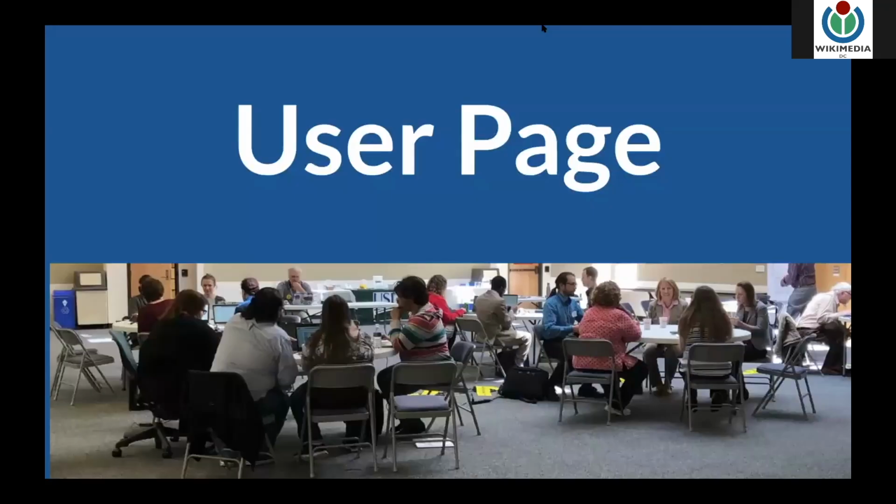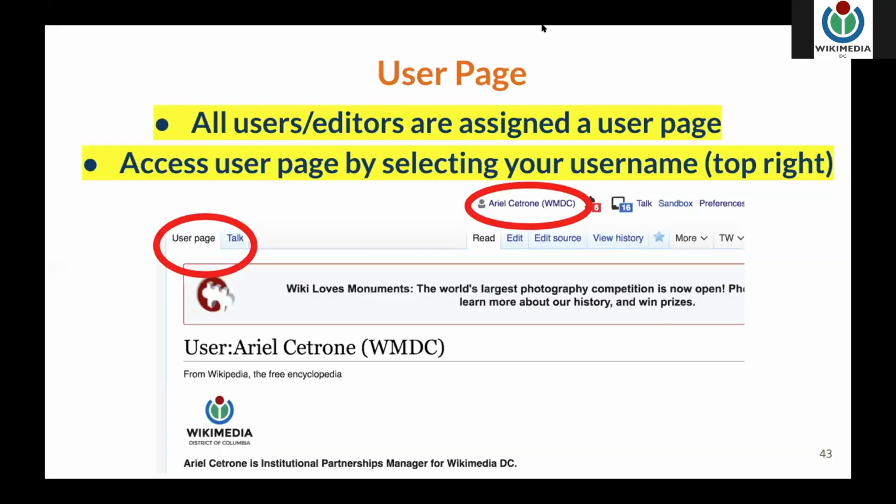Okay, there's a few things I'm going to show you, and the first, of course, will be a user page. And this will explain a bit about how you engage with Wikipedia as a user, whether it's casual or on a more serious manner. So when you create a Wikipedia username, you are assigned what's called a user page.